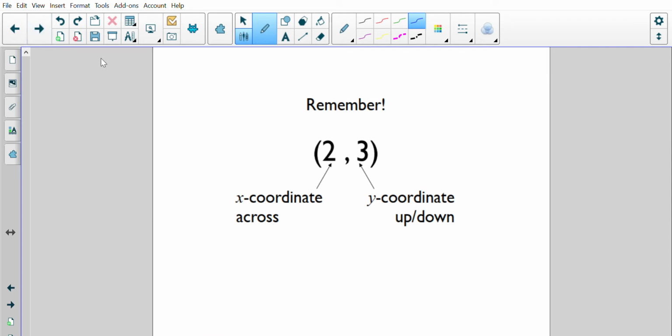So in order to plot graphs, we need to plot some coordinates that lie on the line of that graph. And we need to remember, when we've got a pair of coordinates in brackets, that first number is the x coordinate, it's the x value. And that's what we go across on our axes. And the second number in our brackets is the y coordinate, and that tells us how far we go up or down.